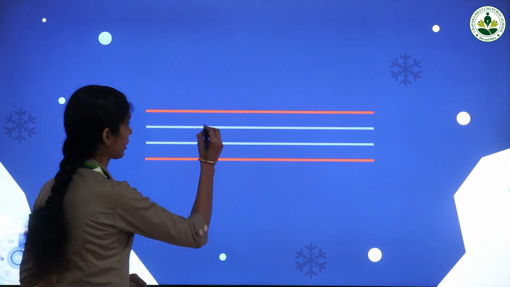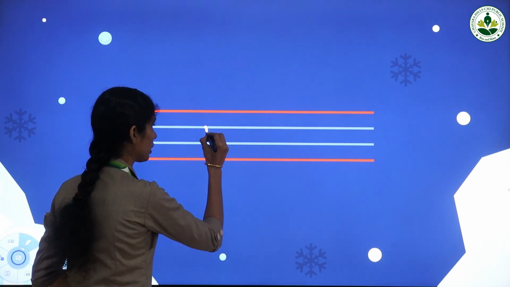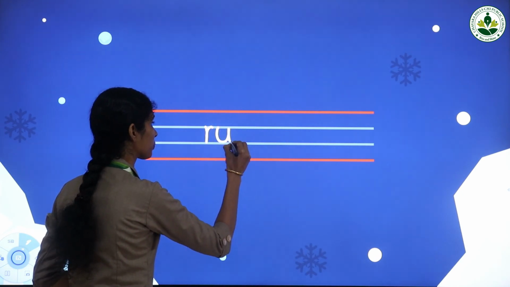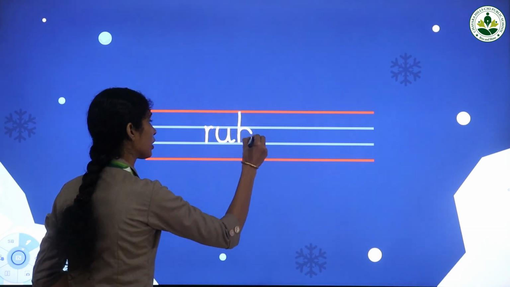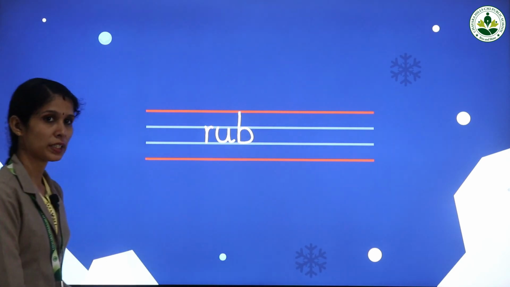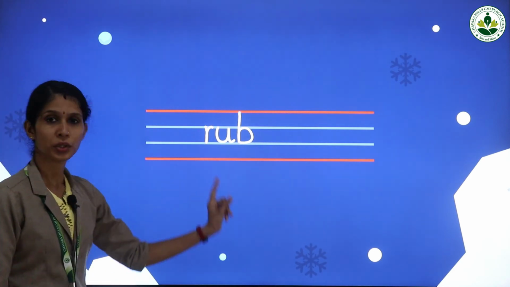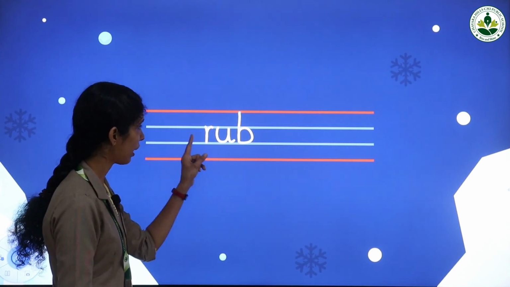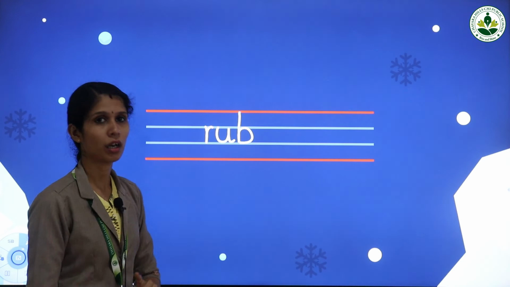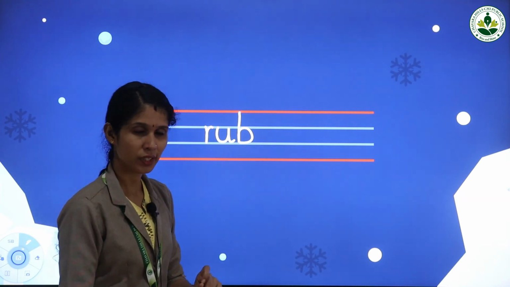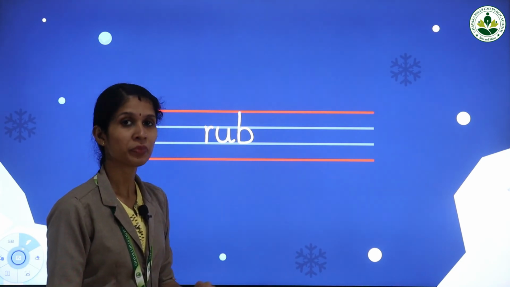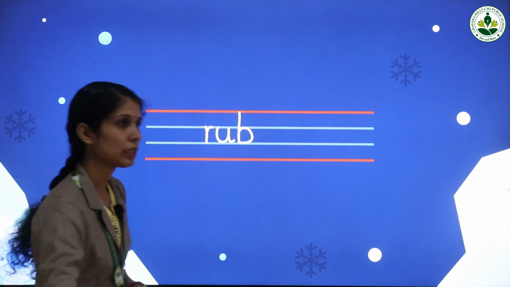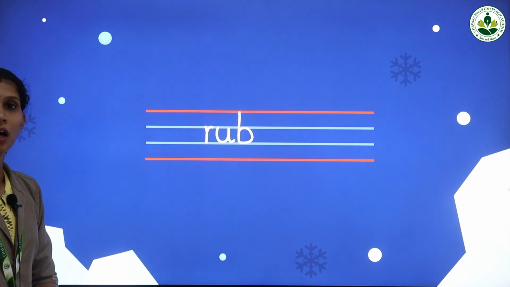Look here, let's write the word rub. First we write R, U, B. Rub. Once more, R U B, rub. Here we add letter R with ub. You can read this word as rub. Okay, so these are the words ending with ub.